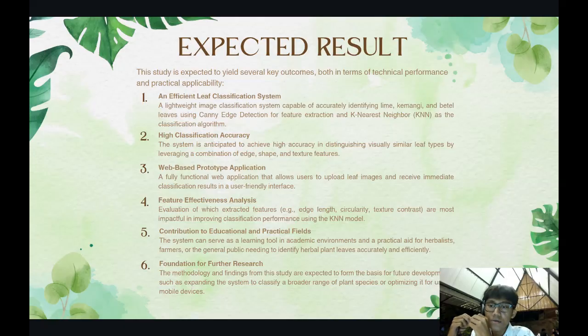Number three, a web-based prototype application. Hopefully a fully functional web application that allows users to upload a leaf image and receive an immediate classification result in a user-friendly interface. Number four, feature effectiveness analysis: evaluation of which extracted features are most impactful in improving classification performance using the KNN model.